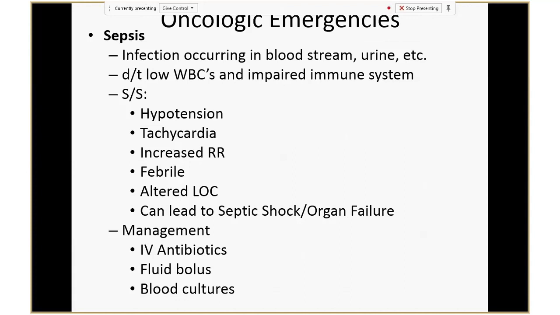Things you can probably see in a severe sepsis patient are hypotension, tachycardia, increased respirations, sometimes a fever depending on if you have an active infection. They can in return have a level of consciousness change and can lead to organ failure or septic shock. The main priority in sepsis is to get blood cultures so we know exactly what infection is occurring, and then we start IV antibiotics and potentially get fluid boluses if they are hypotensive.